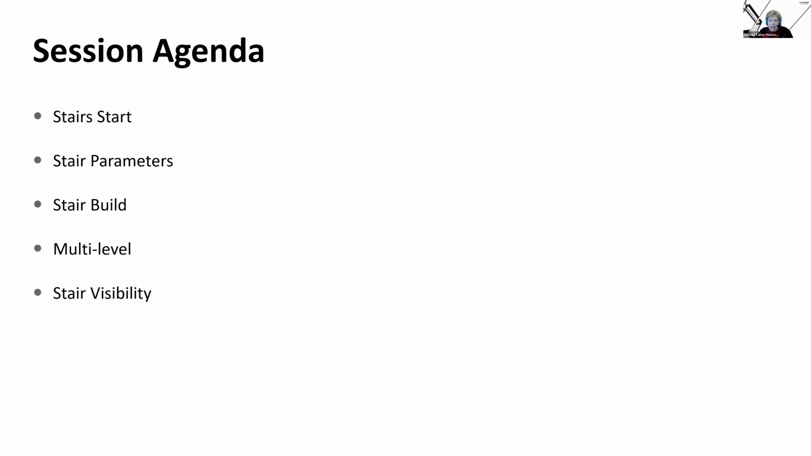Today's session agenda: we're going to start with some stairs. I'm going to show you how to get some stairs to start with. We're going to look at the stair parameters, how to build stairs, multi-level, simple enough, that one's going to be a quick click through. We're going to look at some stair visibility. And then we're going to go over to the rails: rail starts, some ways to get started with those, rail parameters, how to build a rail, and rail visibility. So let's dive right into stairs.